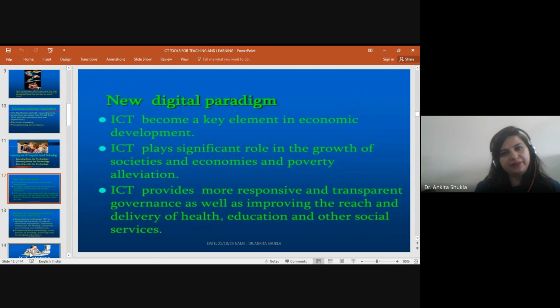New digital paradigm: ICT has become a key element in economic development. ICT plays a significant role in the growth of societies and economies and poverty alleviation. ICT provides more responsive and transparent governance, as well as improving the reach and delivery of health, education, and other social services. ICT for developing reasoning and thinking abilities among students.